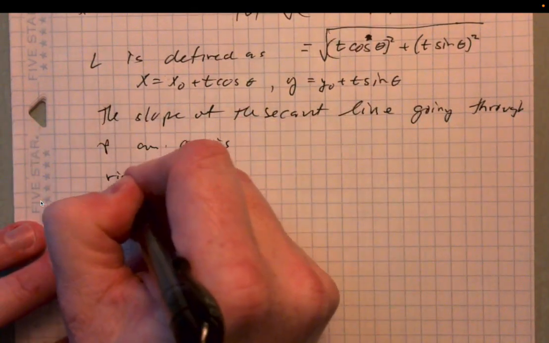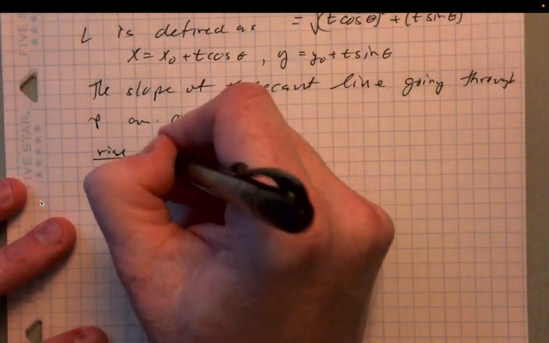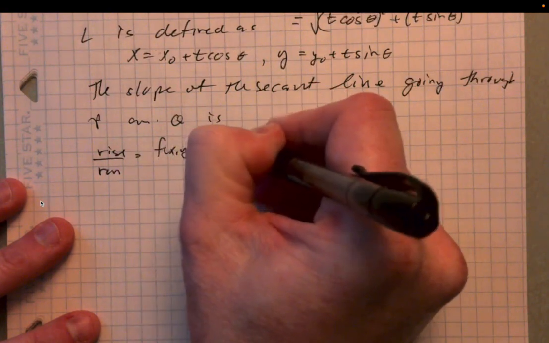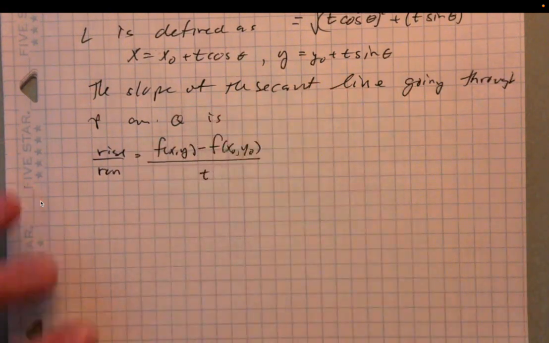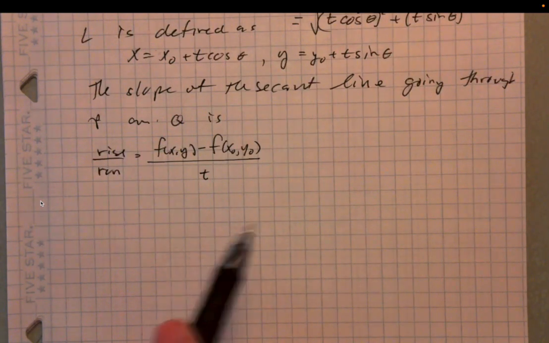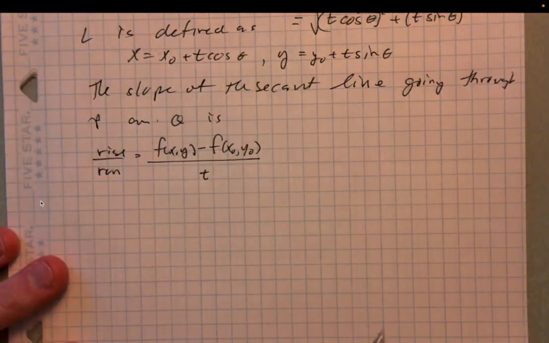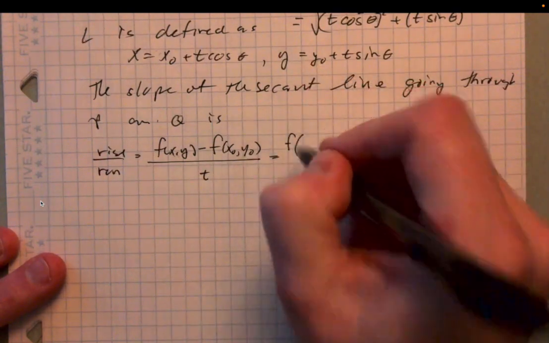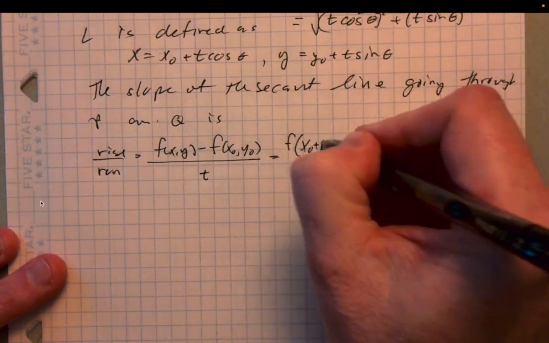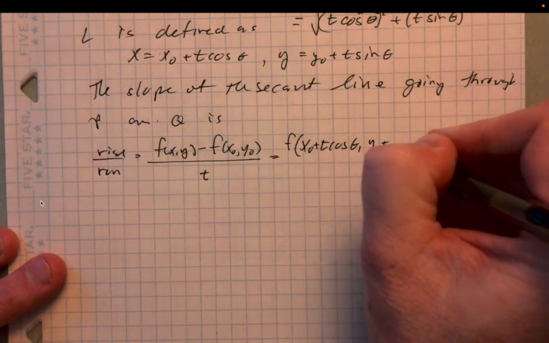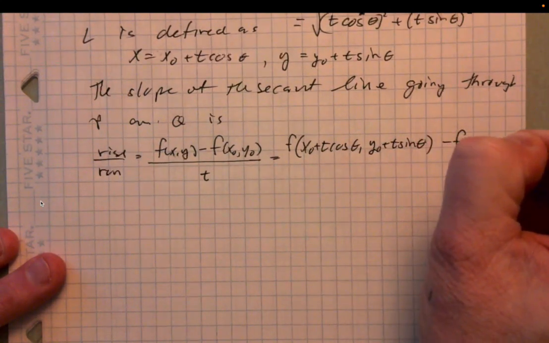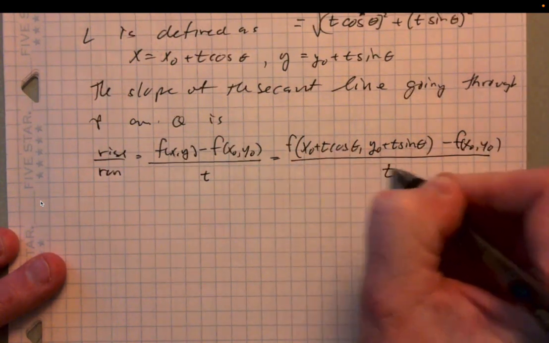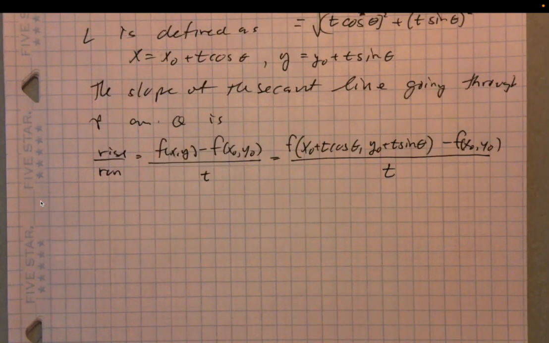is, well, you can think of it like this: rise over run. All right, and that's going to be f of x y minus f of x naught y naught, and then the run is t. That's the distance between the two in the xy plane. Okay, so the distance here is t. And that's going to be equal to, let's rewrite this in a little bit more detail, f of x naught plus t cos theta, comma y naught plus t sine theta, minus f of x naught y naught, all over t. Okay. Right, and so here we have the slope, and the points are all reflected in this expression.